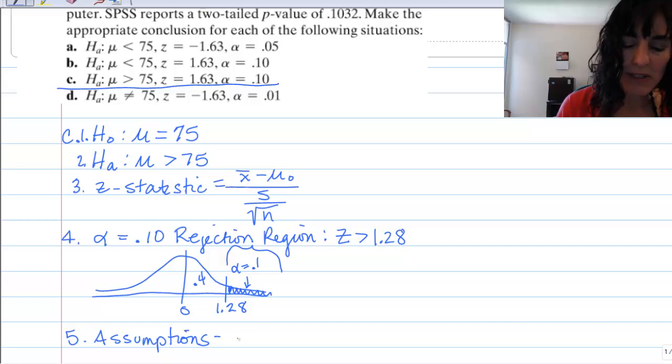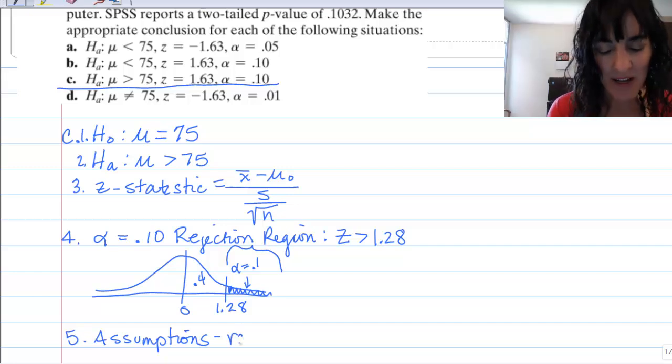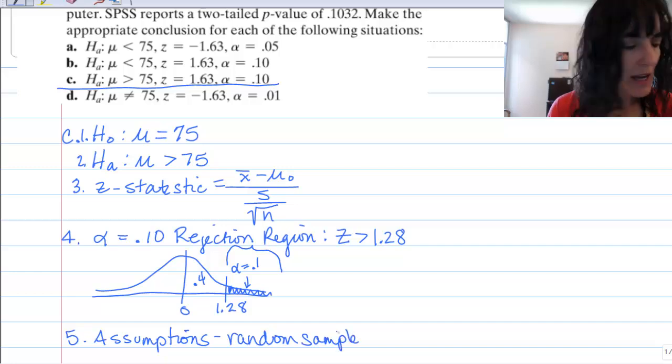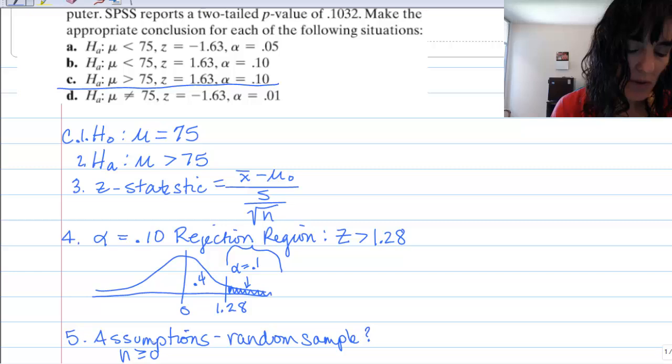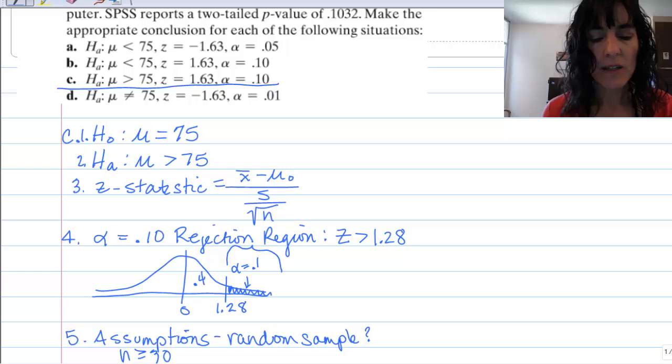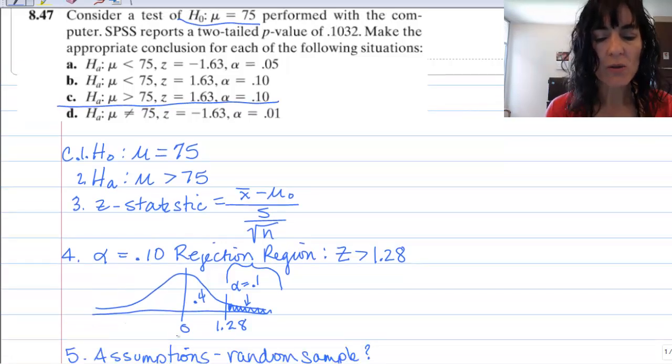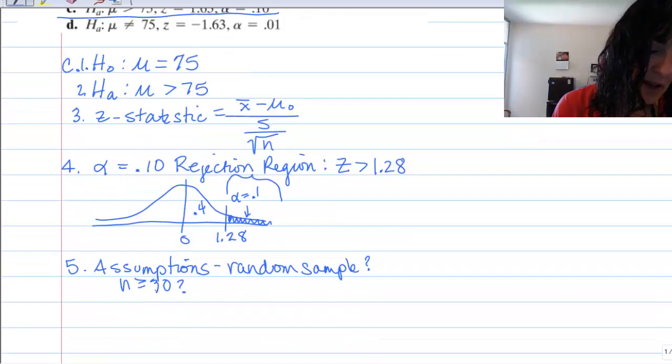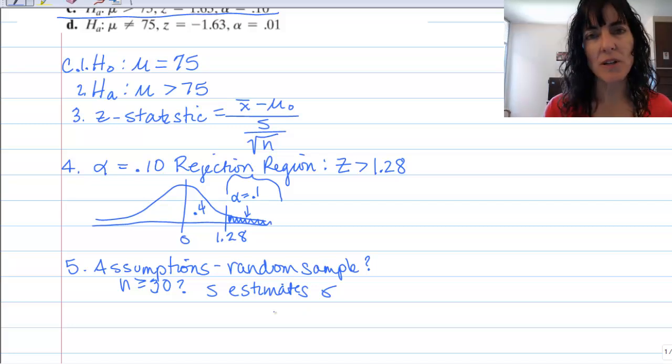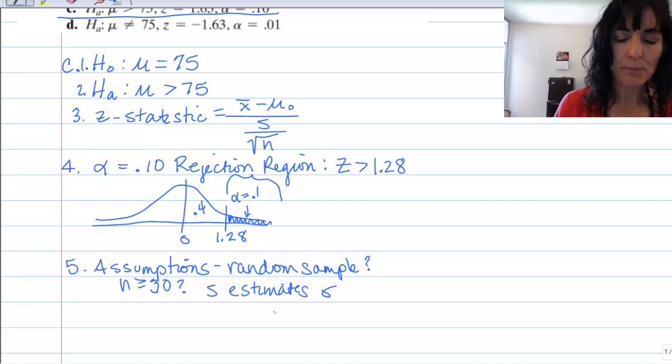And since I'm using a Z statistic, I want to have had a random sample. I don't think we know anything about it, so we'll just put a question mark. And my n needs to be greater than or equal to 30. For that, I also don't know my n, so I don't know that for sure. And then S estimates sigma, so that's my point estimator for sigma.